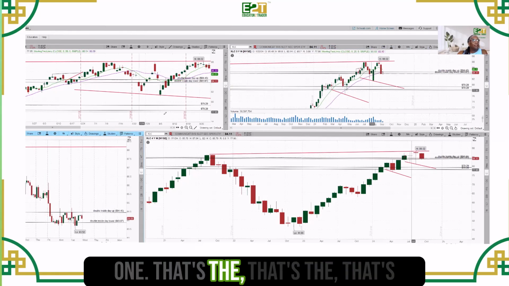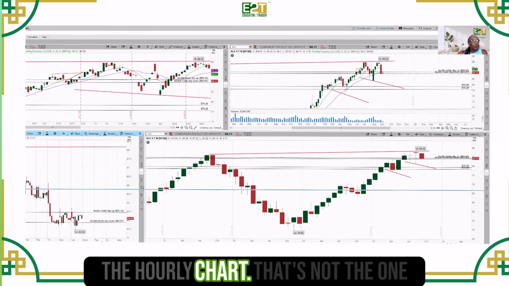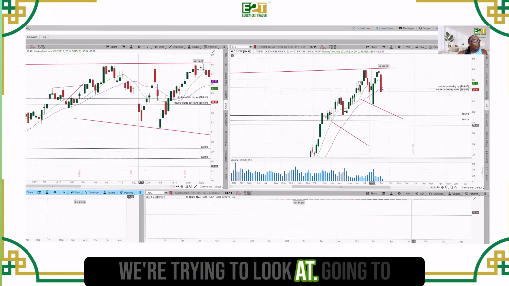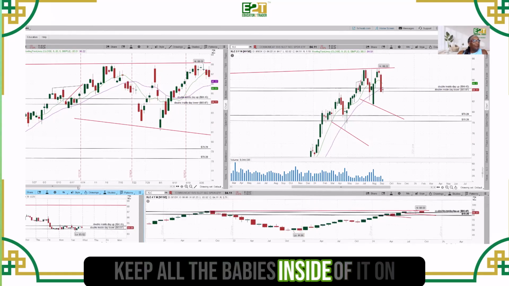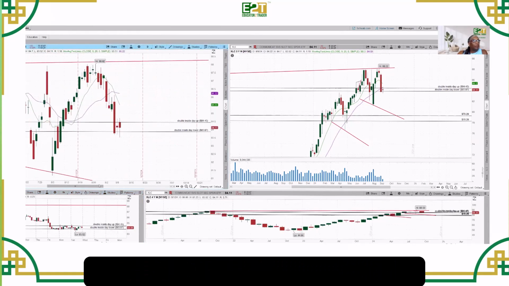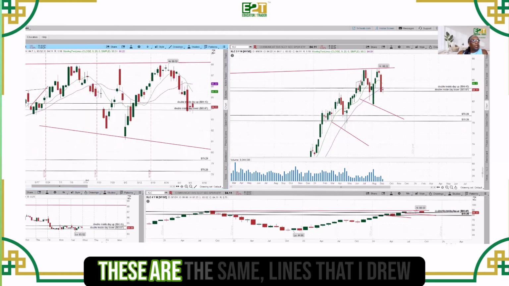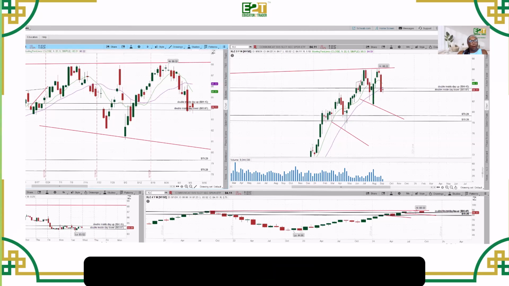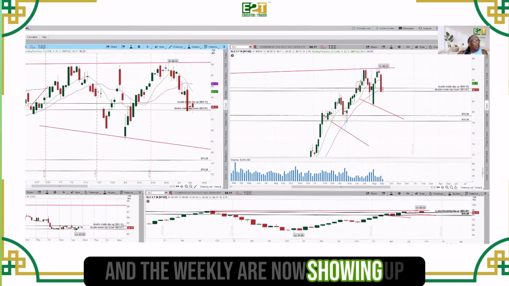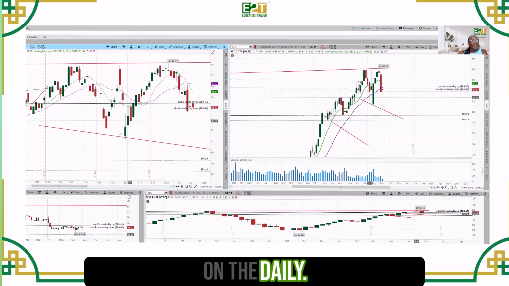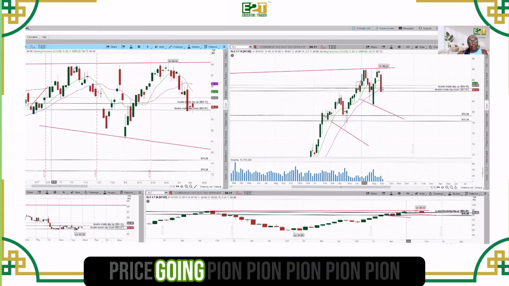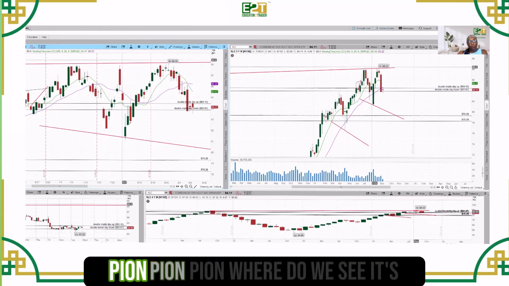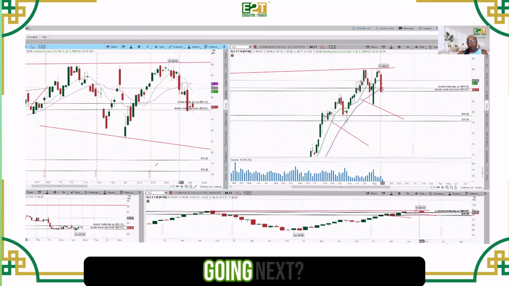Not this one. That's the hourly chart. That's not the one we're trying to look at. Going to keep all the babies inside of it on the lower time frames. These are the same lines that I drew on the monthly and the weekly, now showing up on the daily. Price going pew, pew, pew. Where do we see it's going next?